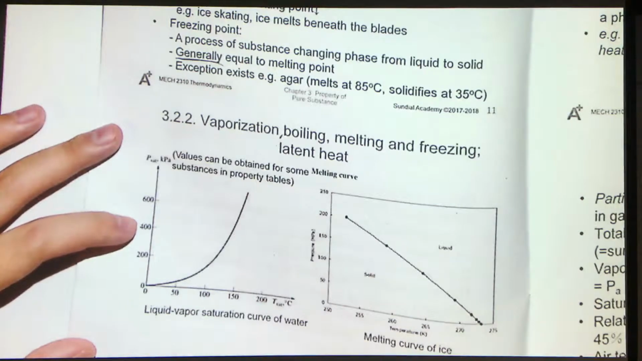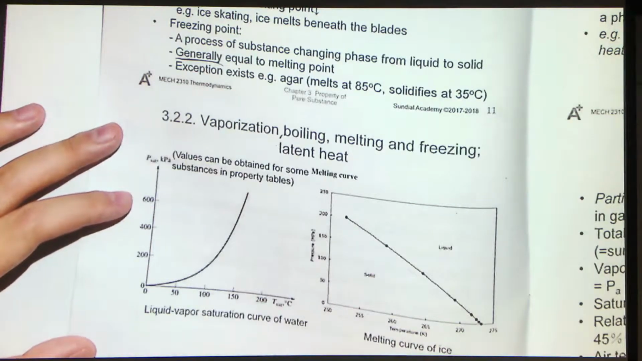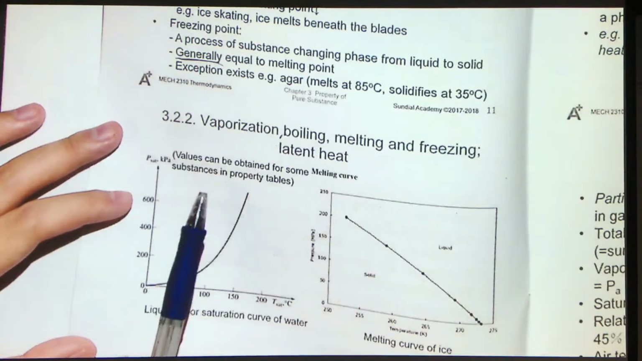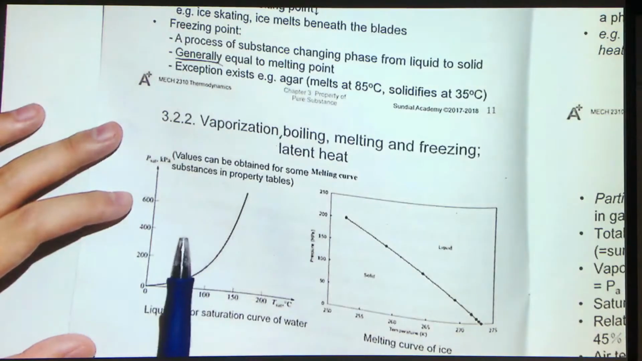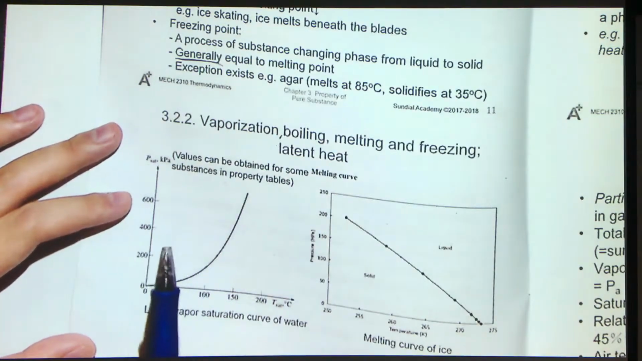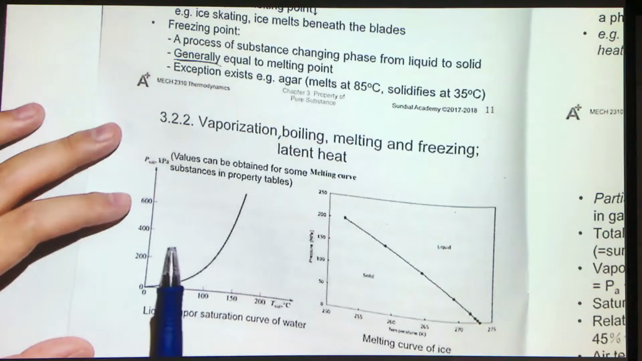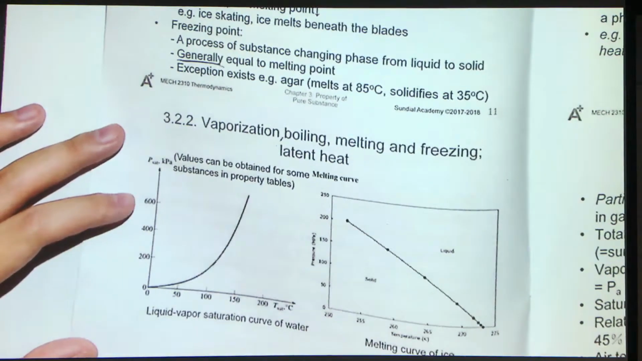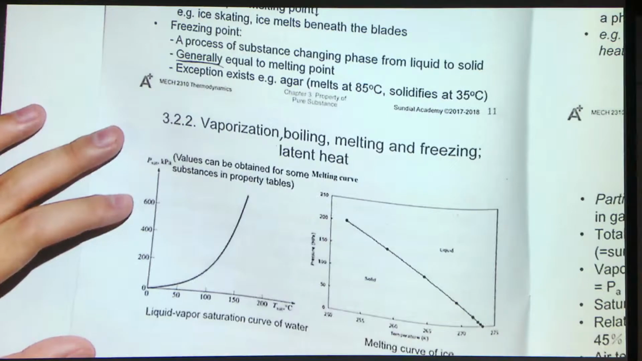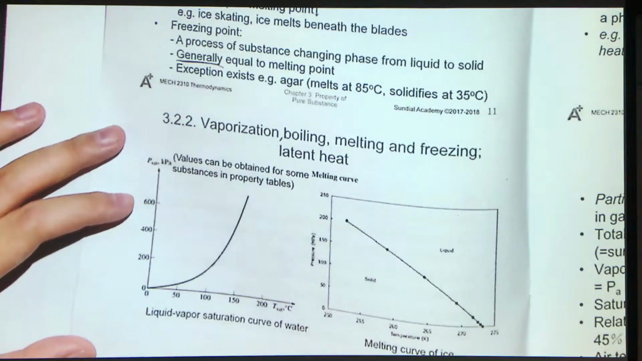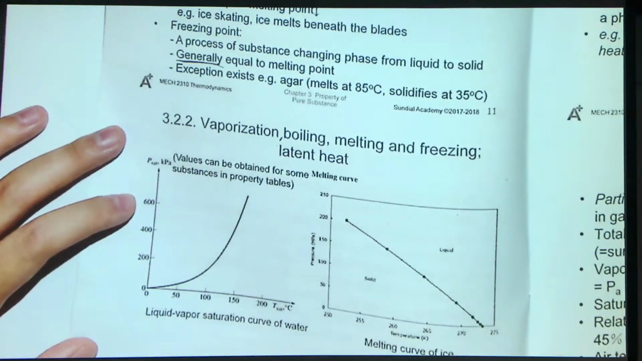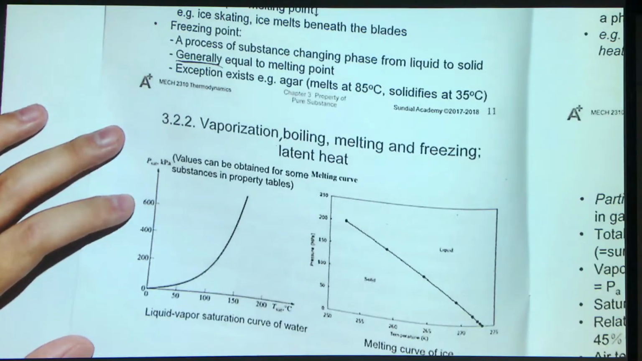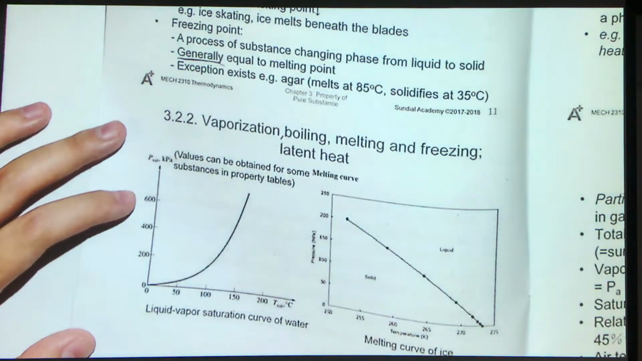For this melting curve, all kinds of pure substances have the same trend, but the values are different. The values can be obtained for some substances in the property tables. In our appendix, we have two kinds of pure substances, water as well as refrigerant R-134a. You can obtain the saturation pressure if you are given the saturation temperature, and vice versa. For other kinds of pure substances, you need to go to other tables, either searching on the internet or going to the library to look for property tables.